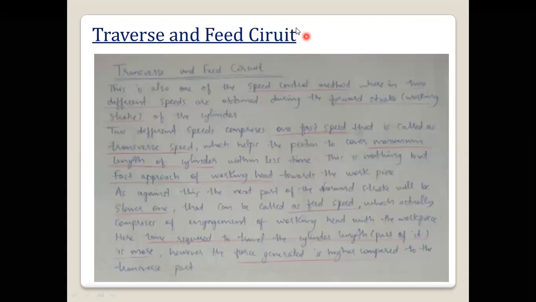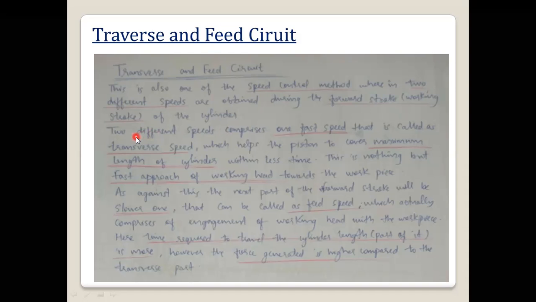So first we will start with the traverse and feed circuit. So what is the traverse and feed circuit? Already we have studied the meter in and meter out circuits. Those are speed control circuits. The traverse and feed circuit is also one of the speed control methods, wherein two different speeds are obtained during the forward stroke. Mainly in the forward stroke, that is in the extension stroke, we will have two different speeds. The forward stroke we call the working stroke of the cylinder.